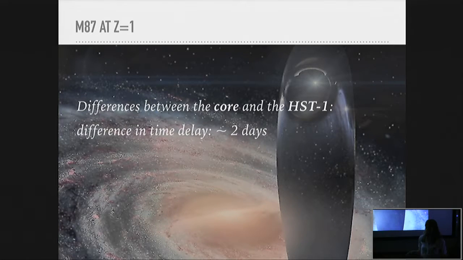But first, before we put a lot of work into all the Monte Carlo simulations and signal processing, let's do some back-of-the-envelope calculations, and let's put M87 at redshift equals 1. Let's assume that there is a lens between us and M87, and let's calculate what the time delay difference would be depending on whether emission originates from the core or HST-1. In this case, if M87 were at redshift equals 1, then the time delay difference between emission originating from the core or HST-1 would correspond to about 2 days. This is a huge difference. So we can measure the time delays with much greater accuracy, which means that using this method we can distinguish where the emission is coming from.